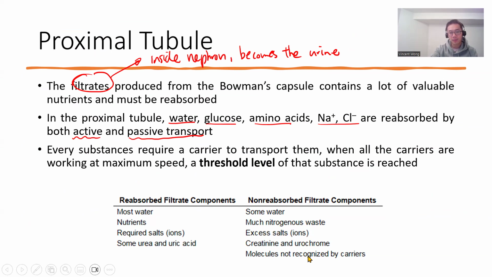Okay, and these things we don't take back. Molecules not recognized by carrier, like drugs. Not necessarily illegal drugs, like medication or medicine. Medicine is not a naturally occurring thing in the body. We don't absorb it back.